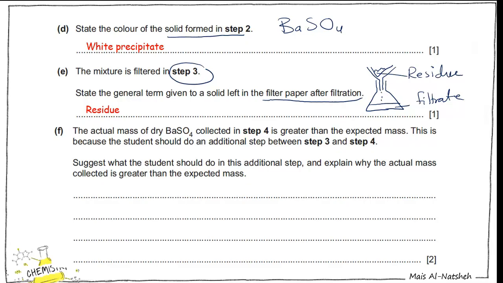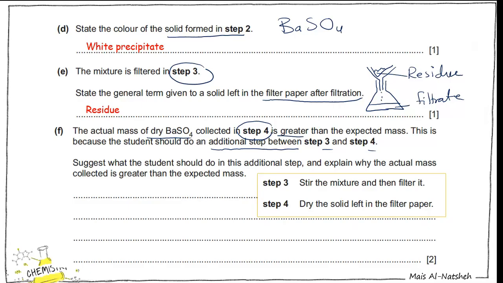Then the actual mass of dry barium sulfate collected in step 4 is greater than the expected mass. This is because the student should do an additional step between step 3 and step 4. Suggest what the student should do in this additional step and explain why the actual mass collected is greater than the expected mass. Now in step 3, the student stirs the mixture and then filters it directly. He dries it.